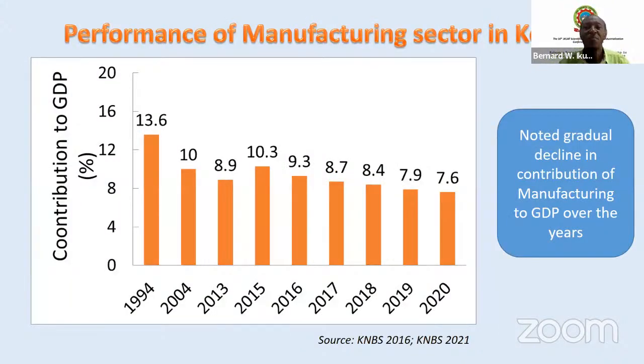So how is the manufacturing sector in Kenya? I have looked at how manufacturing has been performing in Kenya in the last few years, from 1994 all the way up to 2020. And here we compare the share of manufacturing, or contribution of manufacturing, to GDP in Kenya. We find that way back in 1994, the manufacturing sector was contributing over 13% or 14% to GDP. But since then, it has continued to reduce gradually.